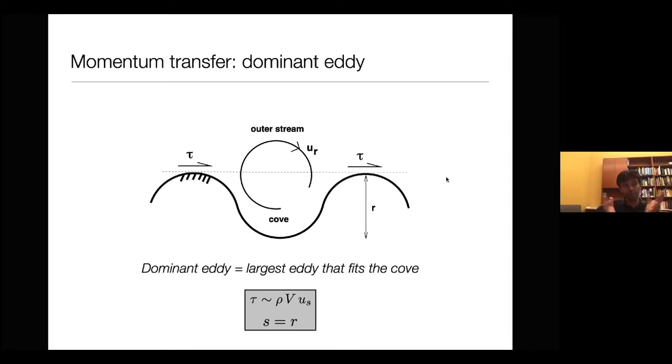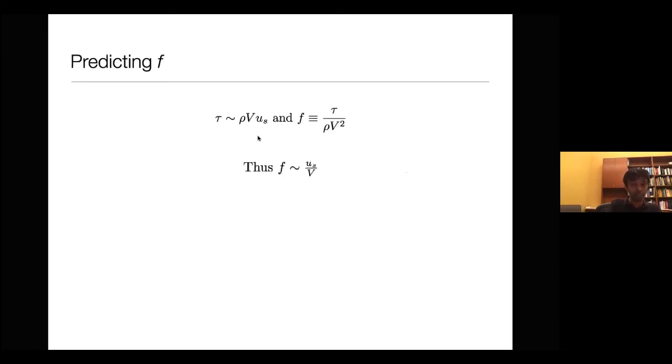Okay, so now we have all the basic ingredients of this very, very simple model, where we are basically arguing that the shear stress scales as rho V times u_s, where u_s is the velocity of an eddy of size s. And for this very high Reynolds number flow regime, the dominant eddy that affects the momentum transfer scales with r. I've put it equal to r, but there could be a geometric factor there. So it scales with r is what I mean there, really. Okay, so once we have that, let's put together all the different elements of this very simple approach and see where we can go. So tau goes as rho V times u_s is what I argue.